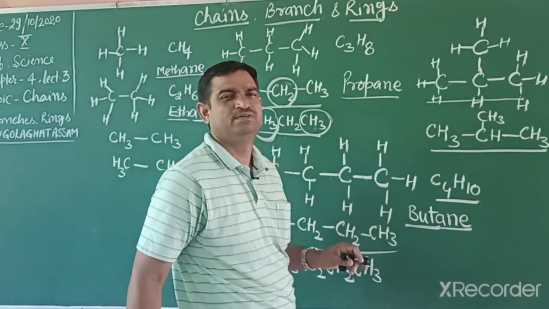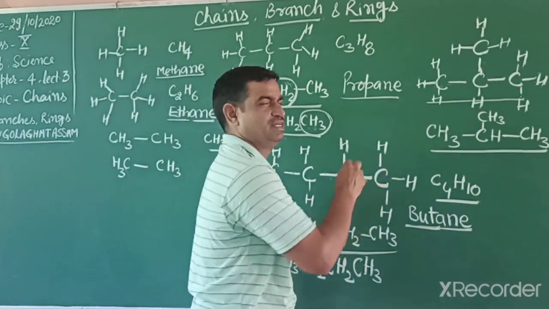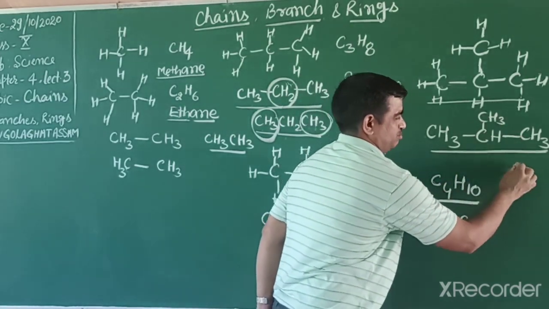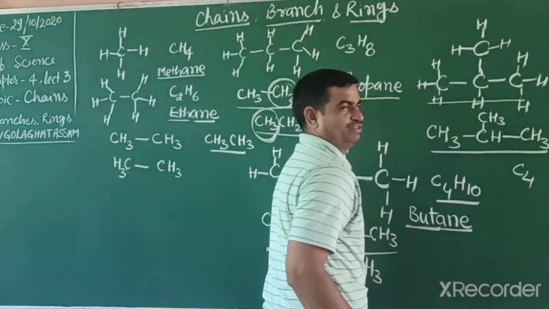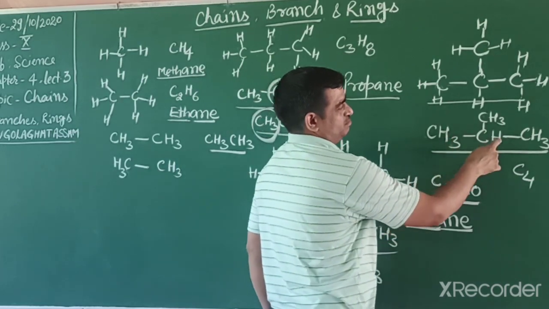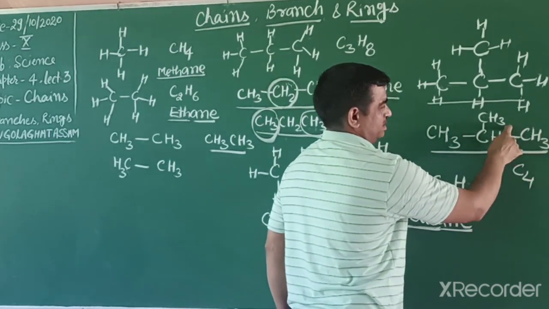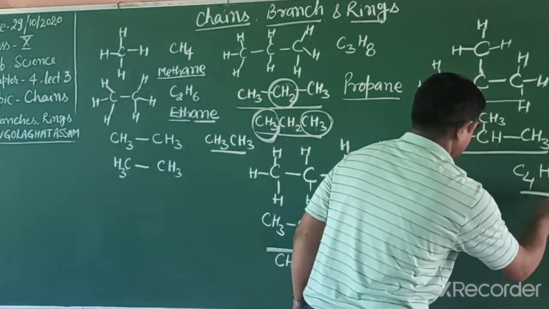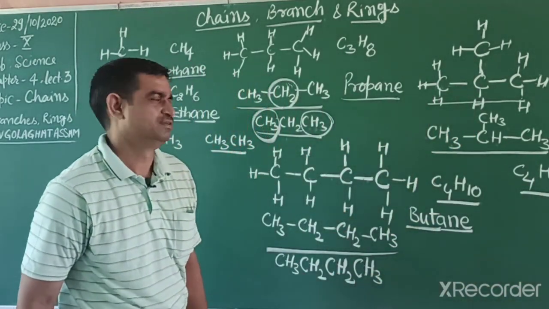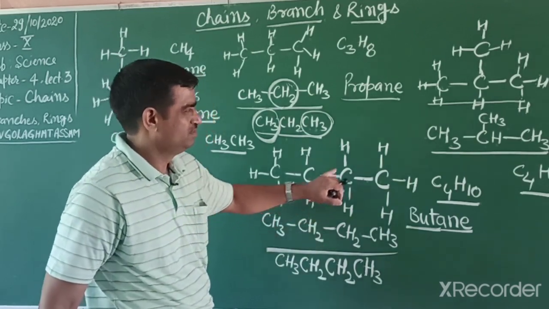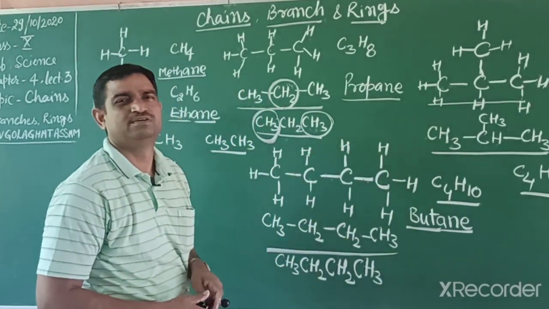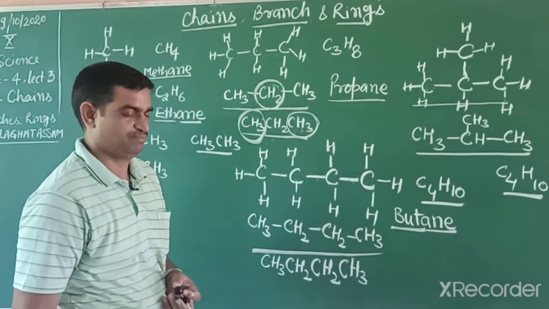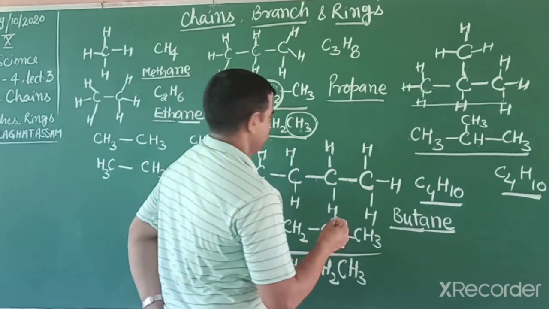When we count the number of atoms of carbon and hydrogen, 1, 2, 3, 4, carbon also 4. Hydrogen 3, 4, 5, 6, 7, 8, 9, 10, means H10. Both are C4H10. Same formula but different structure. A new compound formation, such type of compound is known as an isomer.